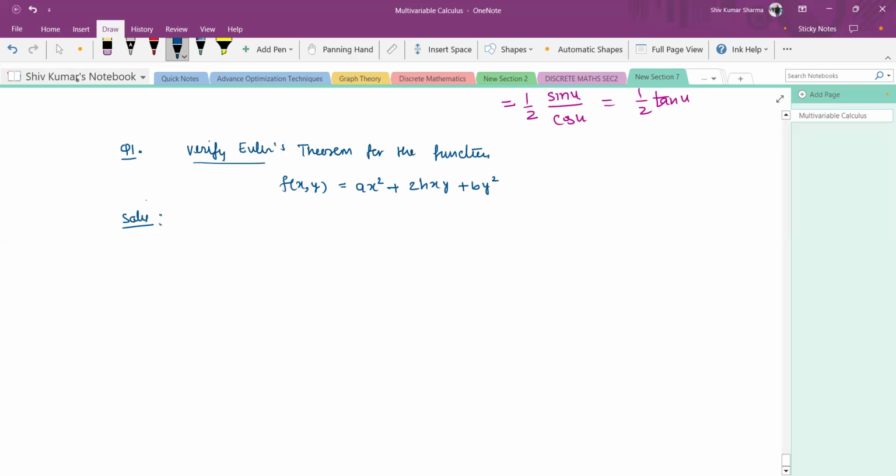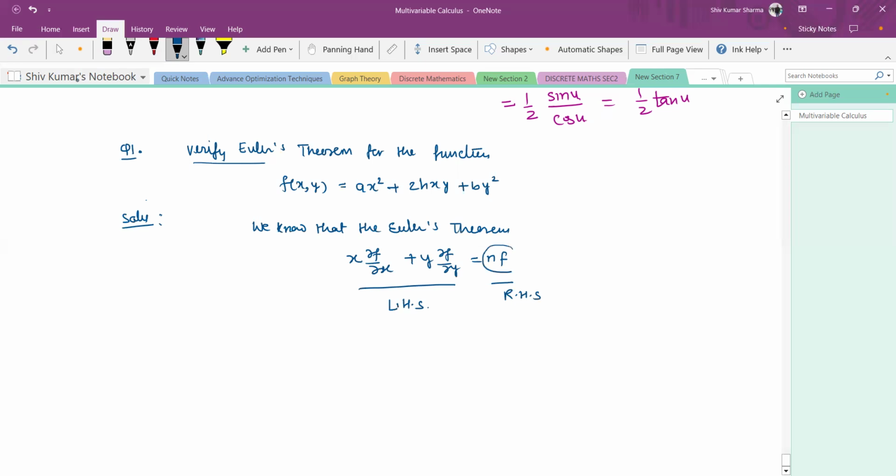So we know that Euler's theorem says x del f upon del x plus y del f upon del y is equal to n f. Okay, so this is the LHS part of Euler's theorem, and this is the RHS part of Euler's theorem. So now first we write the RHS part.